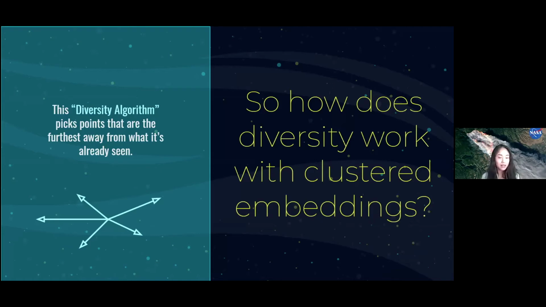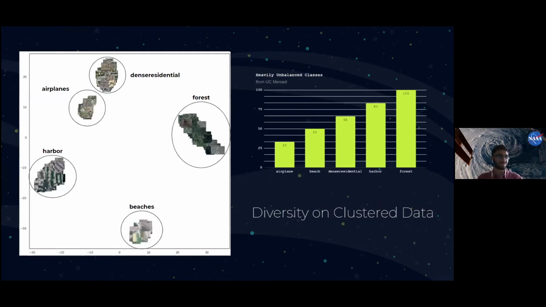So how does this diversity algorithm apply to non-uniform and clustered data? Well, let's take a look at how diversity runs on more clustered points, like these embeddings of satellite imagery. Each image that you see on the graph is the location of the embedding of that image on the UMAP plot. As you can see, images that look similar are clustered together, and images that are not as similar are farther apart. So for example, beaches are closer to beaches and harbors are closer to harbors. So when we run our diversity algorithm on these embeddings, it should choose an equal amount of images per class. Let's see it in action.